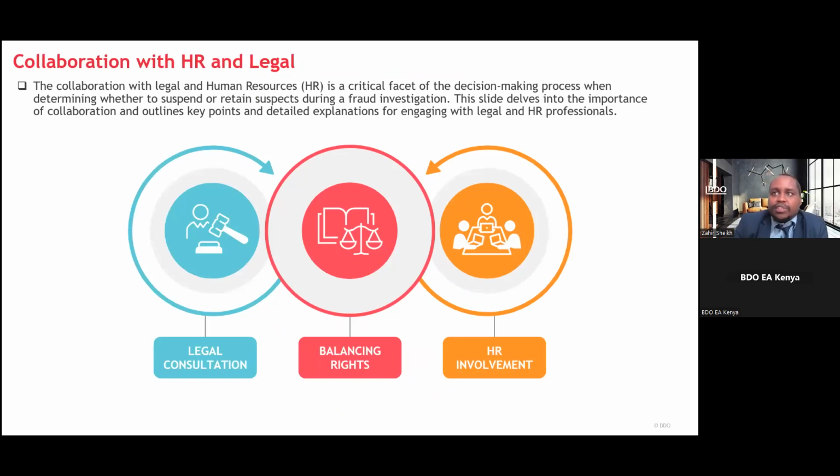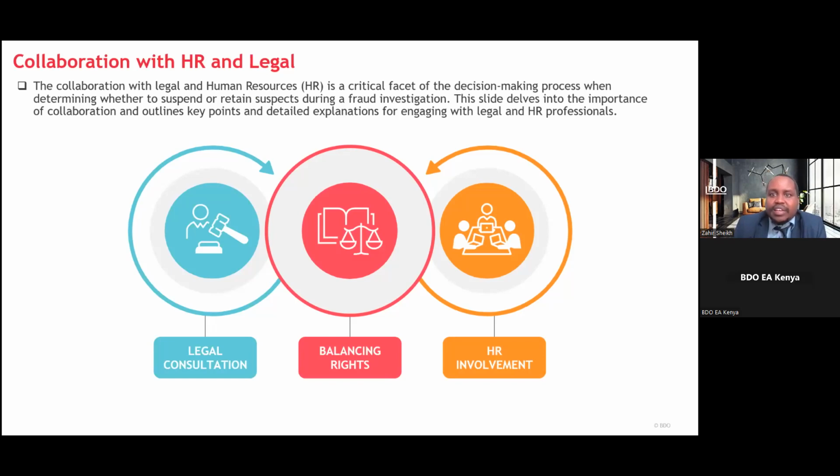So throughout this process, your organization needs to collaborate with HR and legal. It's a critical facet in the decision-making process in determining whether to suspend or retain the suspect during the fraud investigation. So let's look at how we can do this.